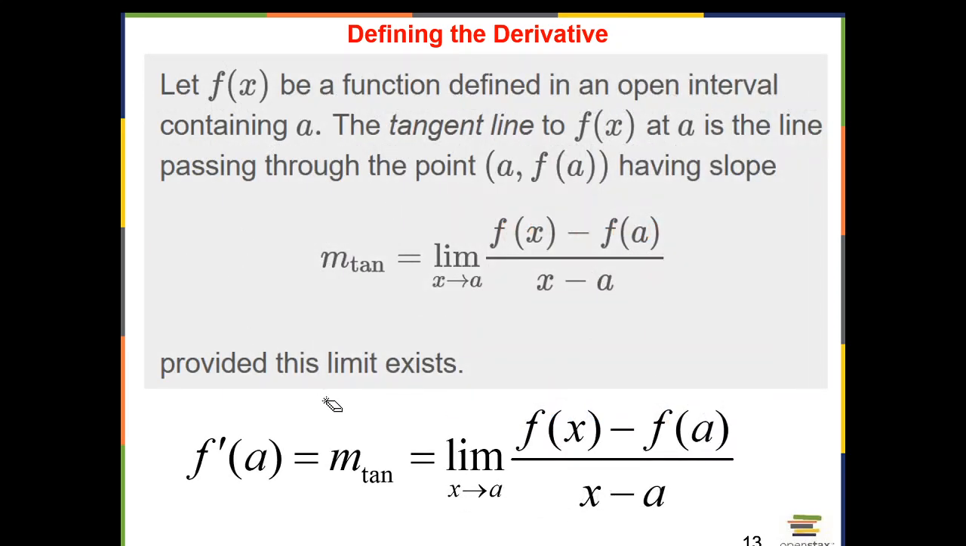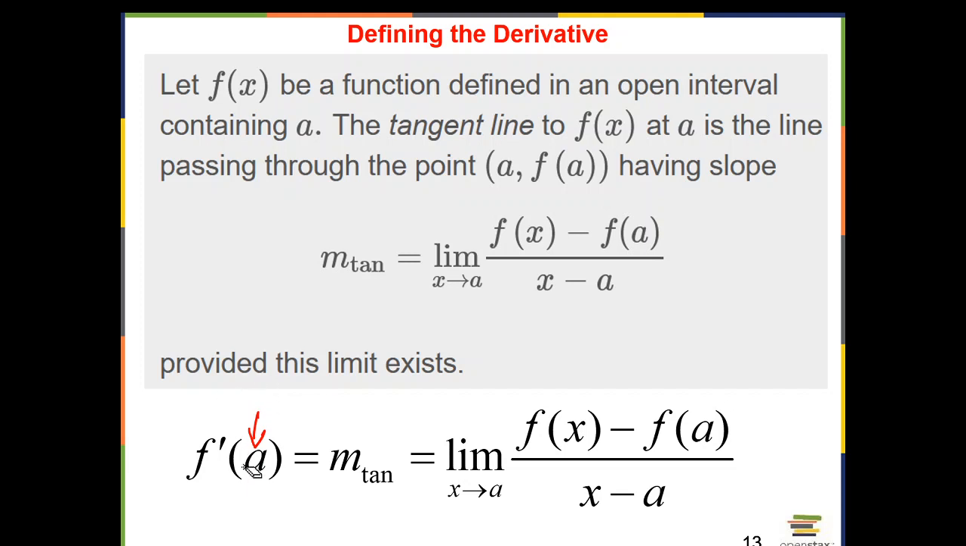Now, we're going to name the slope of the tangent line at a given point. We're going to call it f prime of a. Now, f, of course, is a function notation, and we're going to see that the derivative of a function is actually a function itself.